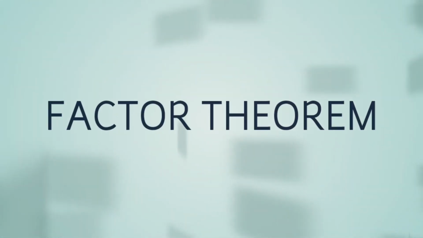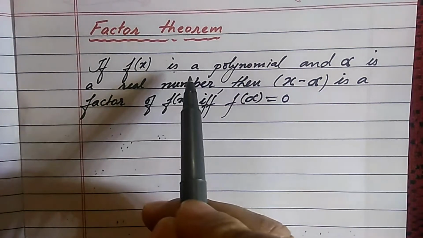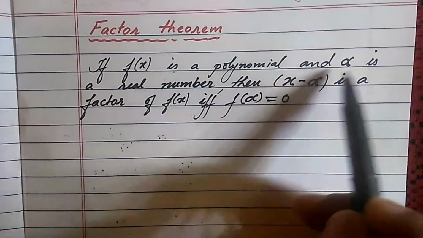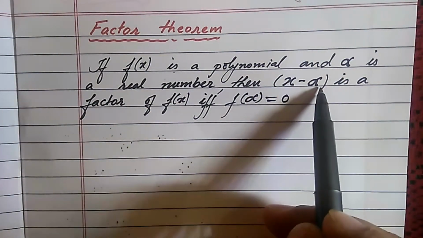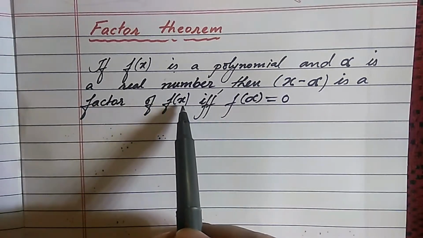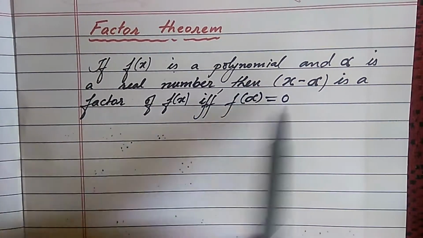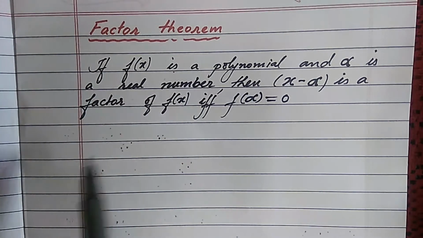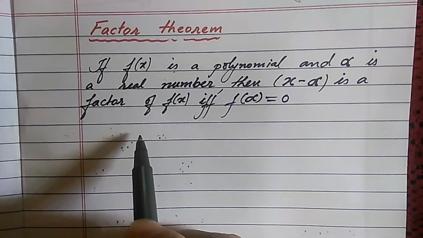Hello, in this video today we shall learn factor theorem. Let's proceed. Now what is a factor theorem? If f(x) is a polynomial and alpha is a real number, then x minus alpha is a factor of f(x) if and only if f of alpha is equal to 0. What does this mean? Now let's recall the remainder theorem.